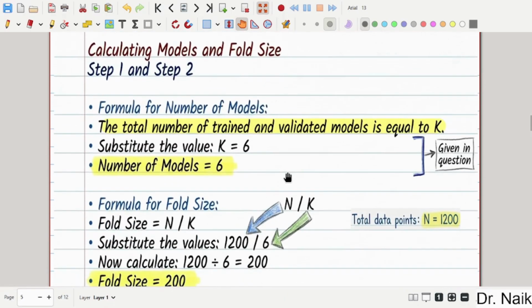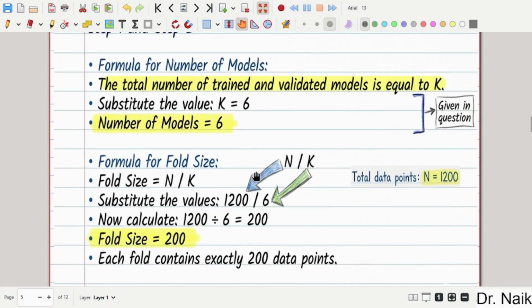Now calculate the models and fold size. The total number of trained and validated models is equal to k. K is the number of folds. In our example question, we have been given k as 6. So the number of models is 6.